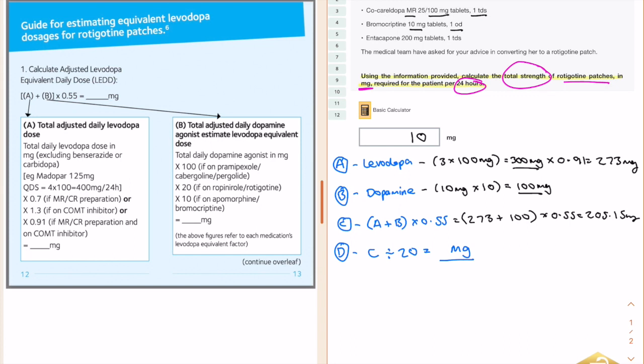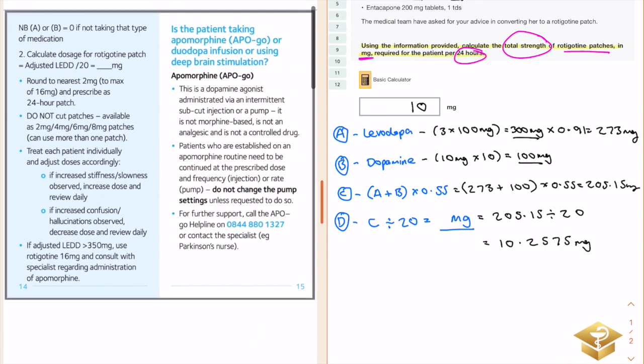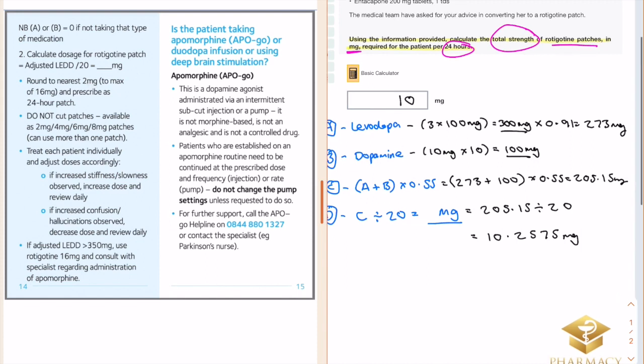If I'm just going to scroll this up a bit, it's easier to write that way. If I do 205.15 divided by 20 on the calculator, that will give me an answer of 10.2575 milligrams. Just like in all the previous questions I've done in this video, you need to be aware that in the resource pack it states that the rotigotine dose needs rounding to the nearest 2 milligrams. So rounding 10.2575 to the nearest 2 milligrams.